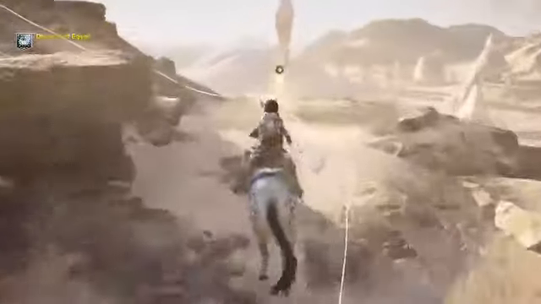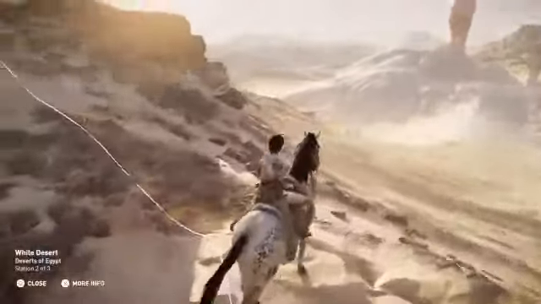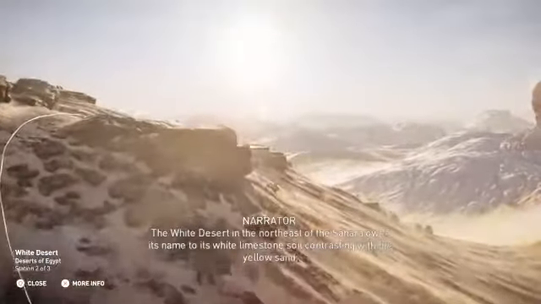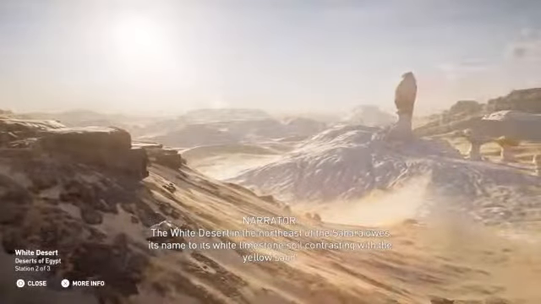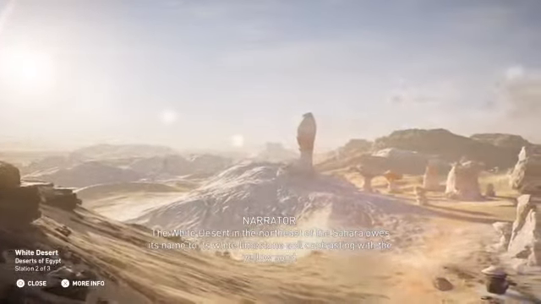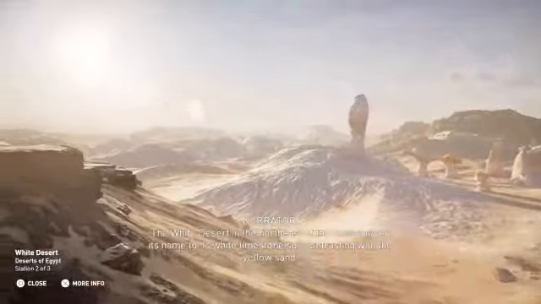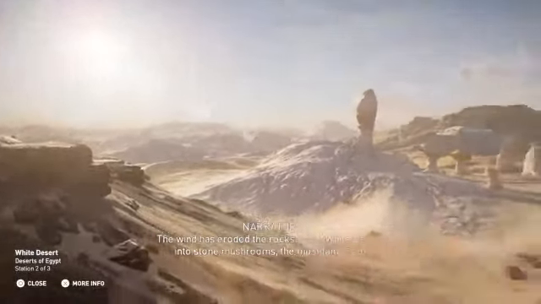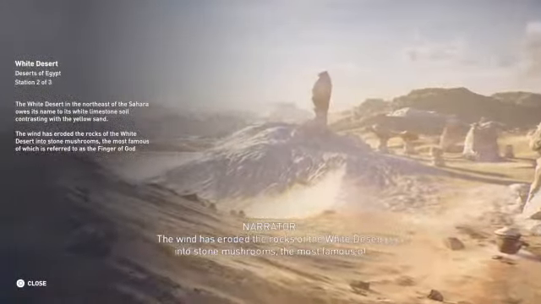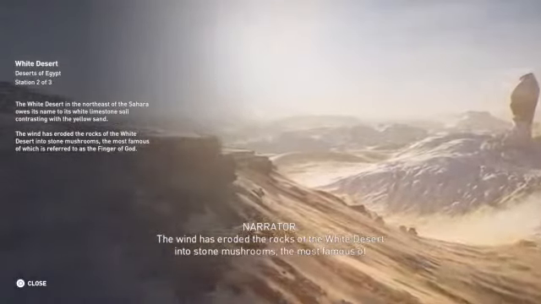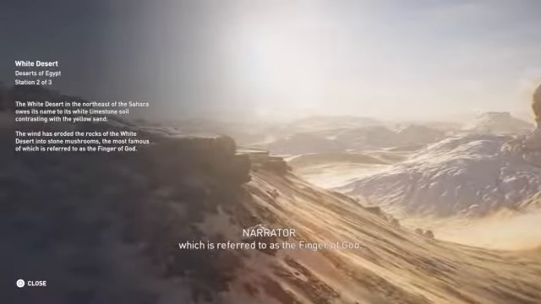Whoa. The White Desert in the northeast of the Sahara owes its name to its white limestone soil, contrasting with the yellow sand. The wind has eroded the rocks of the White Desert into stone mushrooms, the most famous of which is referred to as the Finger of God.